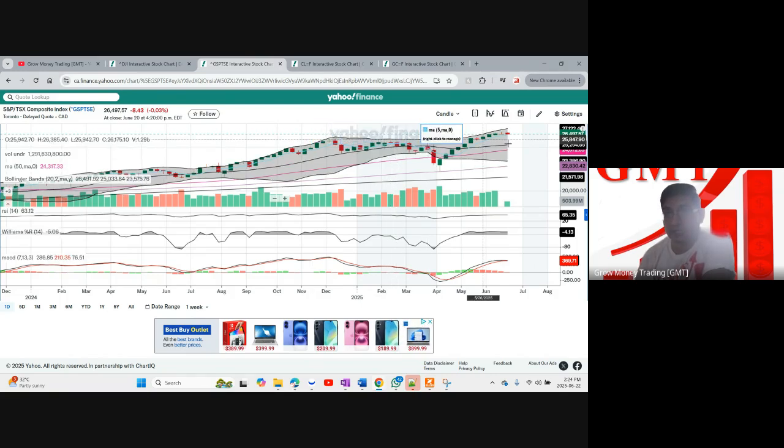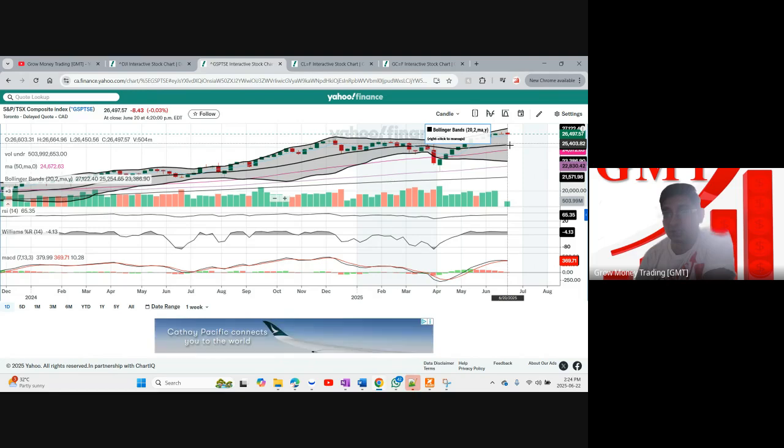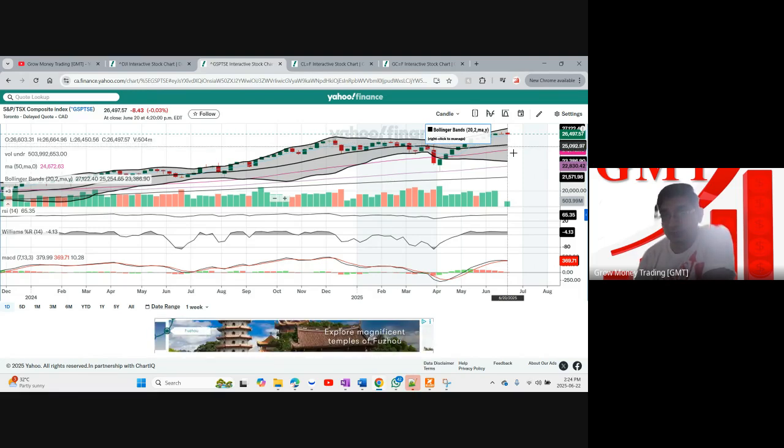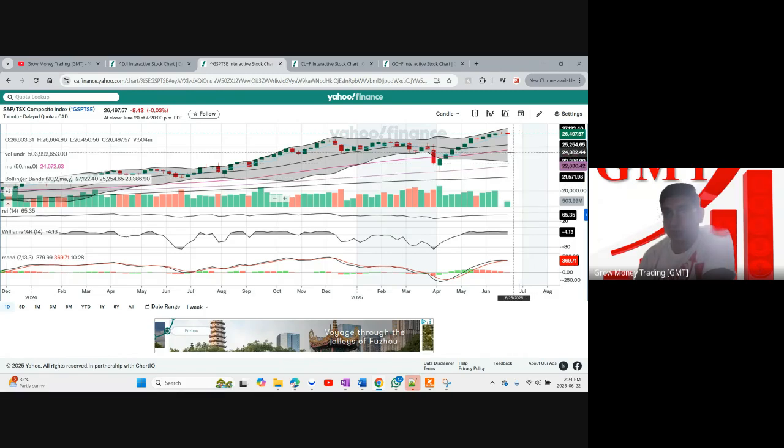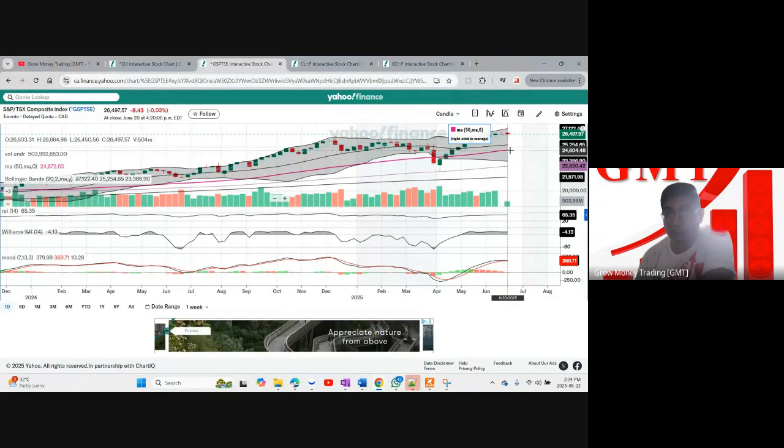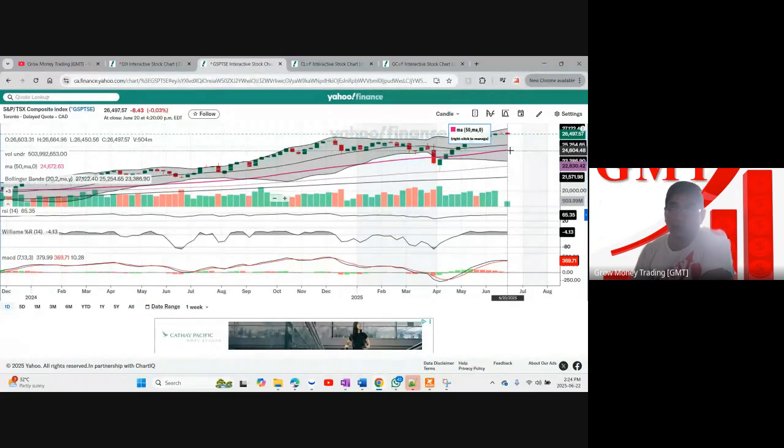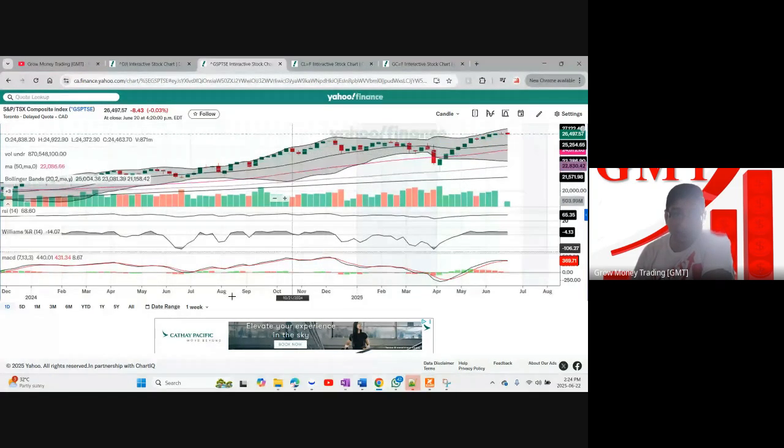If it breaks down further, then the mid Bollinger Band level here at 25,400, and if it drops down further, then the EMA close to 24,000 would be the levels that you should be watching for your Canadian stocks to re-enter.